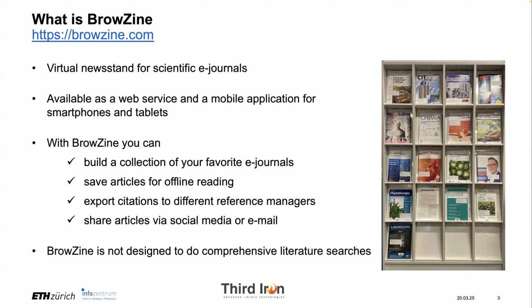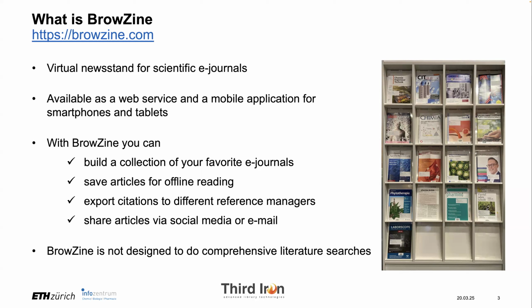So what you can do with BrowZine is build a collection of your favorite e-journals in 4 bookcases that are available to you. Each bookcase has 4 shelves, and on each shelf you can put 4 electronic journals. You can then save articles for offline reading if you find some interesting ones. You can also export citations from those articles to different reference managers such as Zotero, EndNote, BibTeX, and so on. And you can share articles via social media or email.